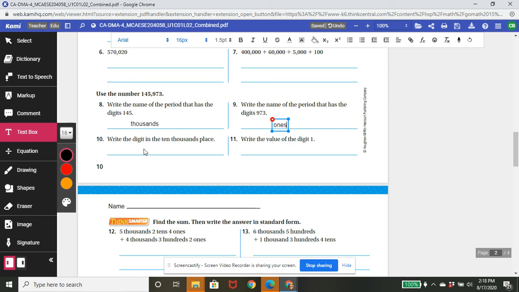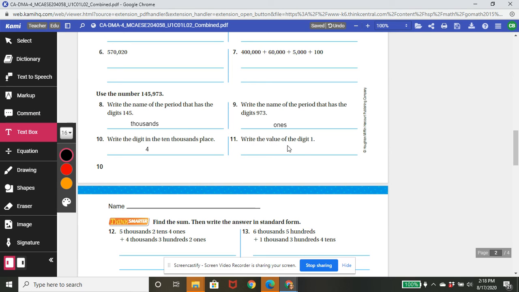Okay. Write the digit in the 10,000s place. Okay, so let me count this out. Ones, tens, hundreds, thousands, 10,000s. The digit in the 10,000s place is 4. Remember, digits are only 0 through 9. So it's asking what number or digit 0 through 9 is in that place on the place value chart.